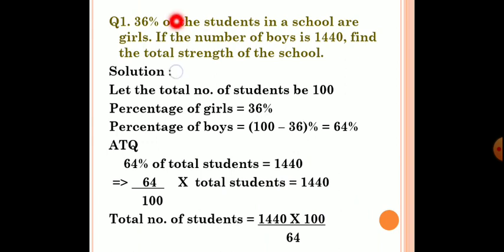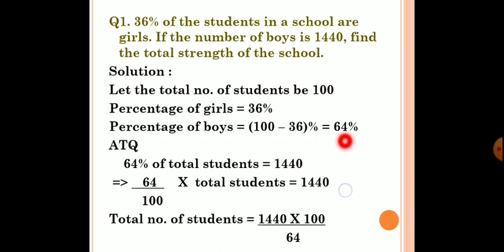36% of the students in a school are girls. If the number of boys is 1440, find the total strength of the school. The percentage of girls is given, and we don't have the percentage of boys, neither do we have the total strength of the school. So let us assume that the total strength of the school is 100%. The percentage of girls is given as 36%. So what is the percentage of boys? That is 100 minus 36, which is equal to 64%.